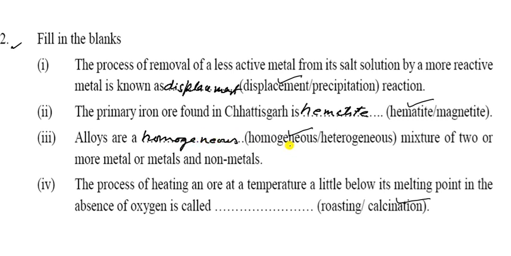Now second, the primary iron ore found in Chhattisgarh, and that one is the hematite. So you have to write hematite. Third one, alloys are mostly homogeneous mixture. It is homo.